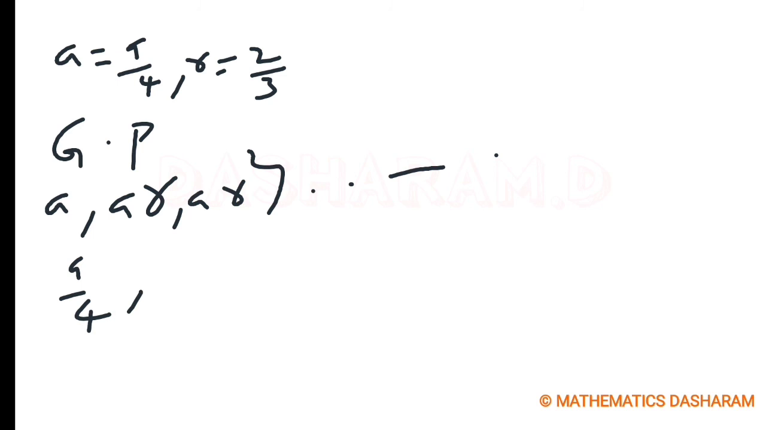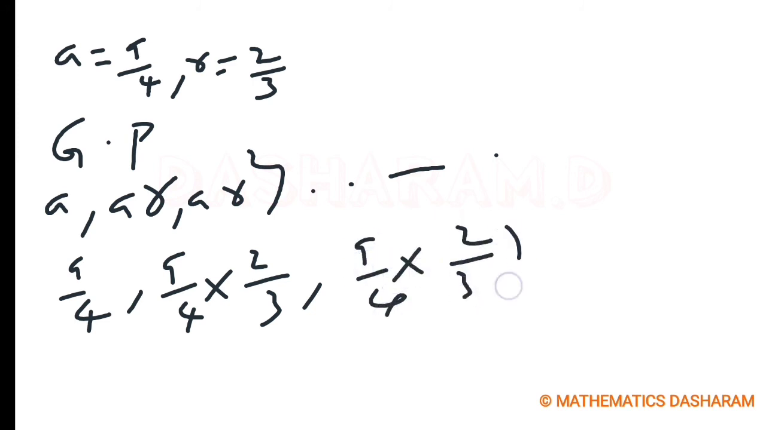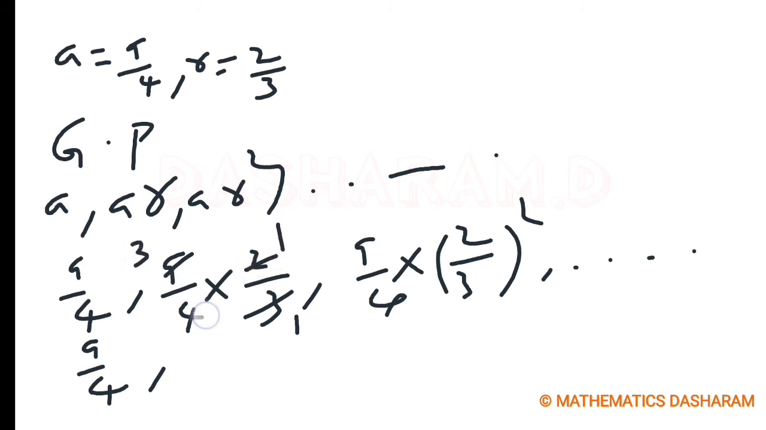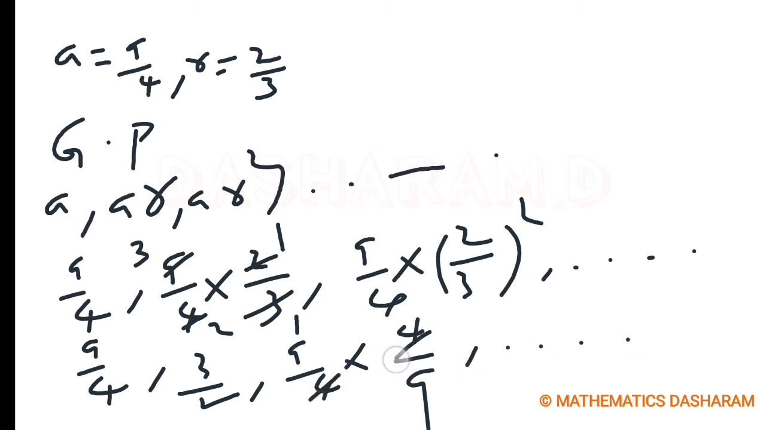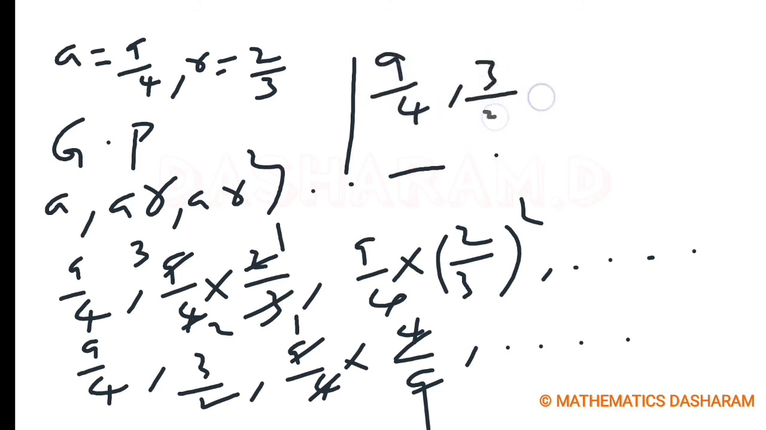9/4 comma, A value 9/4 into R value 2/3, AR; then AR², A value 9/4, R² is (2/3) whole squared. So here 9/4 comma, 3 ones are 3, 3 threes are 9, 2 ones are 2, 2 twos are 4, so 3/2 comma, 9/4 into (2/3) whole squared. So (2/3)² means 2² is 4, 3² is 9. So here all are cancelled. The final answer is 9/4, 3/2, 1.